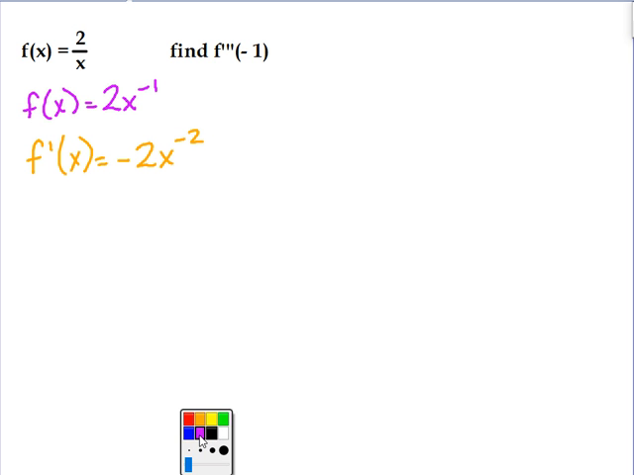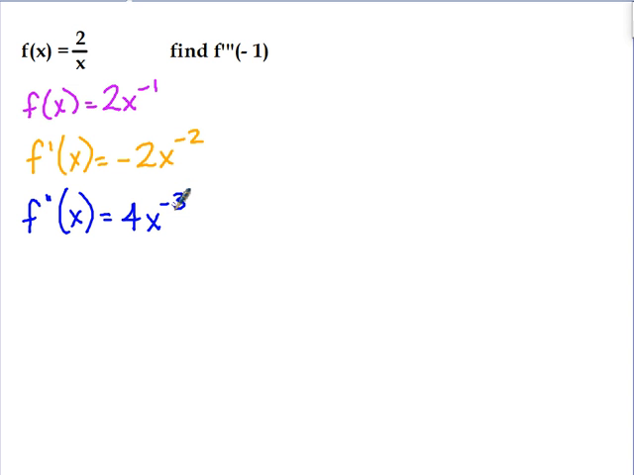The second derivative will be positive 4x to the negative third. And then triple prime is going to be negative 12x to the negative fourth. And this is the one that we want to plug -1 into. So I'm going to rewrite it as negative 12 over x to the fourth.